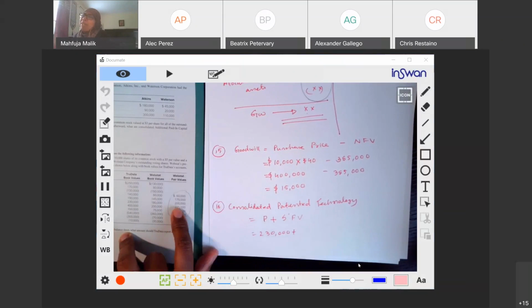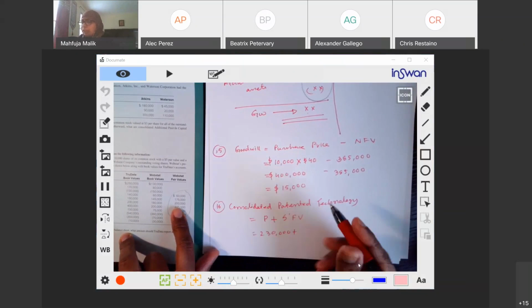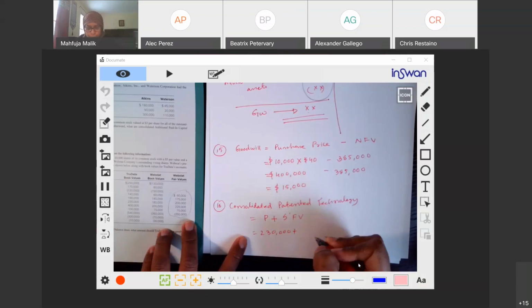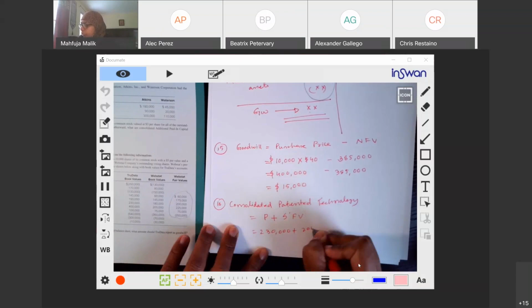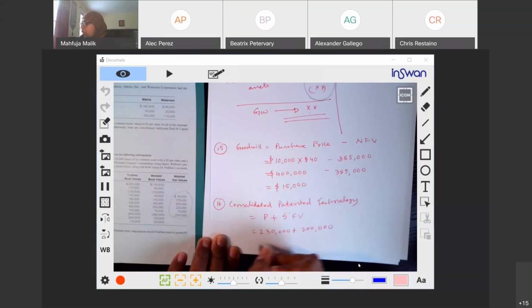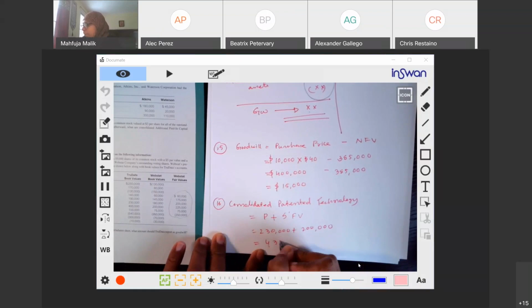I'm repeating it. Many students take the book value. I tell it in class every time: take the fair value, but many students during the exam take the book value. So I'm just giving you a heads up. So it's 200,000. So my consolidated patented technology is, thanks Matt, and everyone write it down, 430.